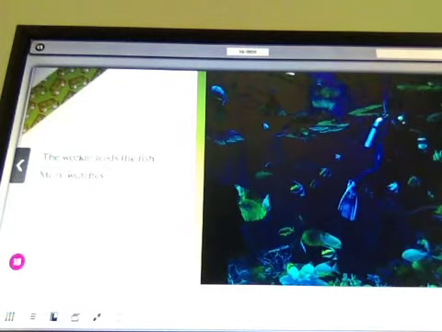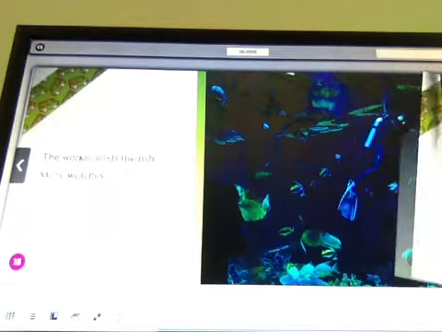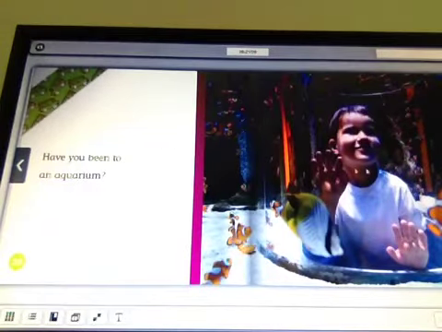The worker feeds the fish. Mary watches. This must be Mary over here. Here's the worker feeding the fish. Reminds me about a zookeeper. This would be a pretty cool job if you ask me. Have you been to an aquarium? And I can see some fish that look familiar. Maybe some clownfish, and this might be an angelfish.